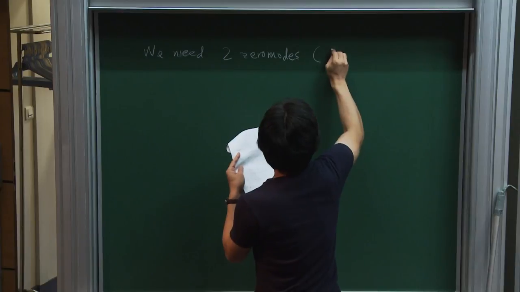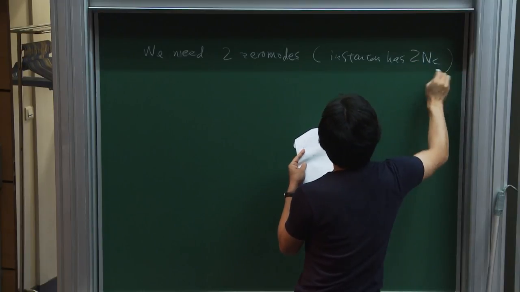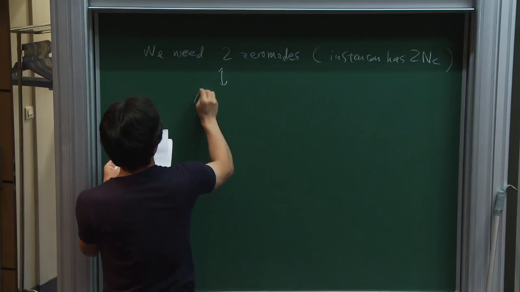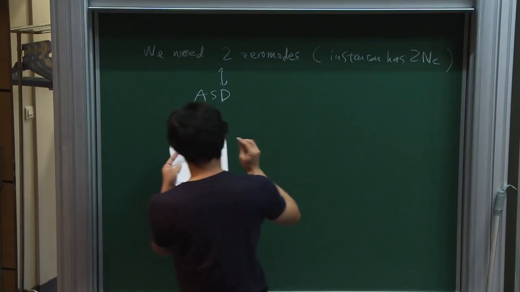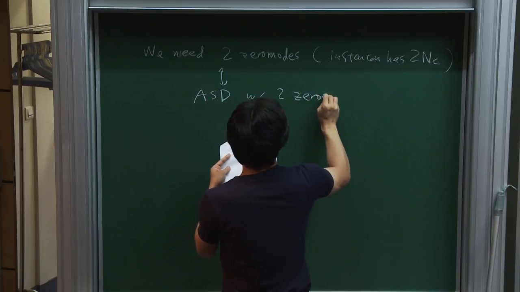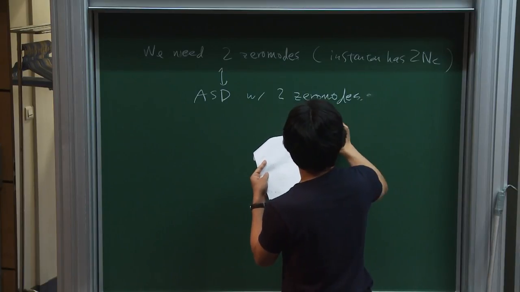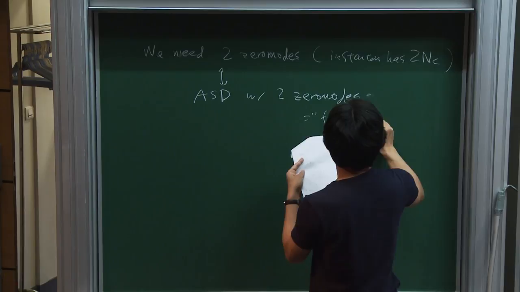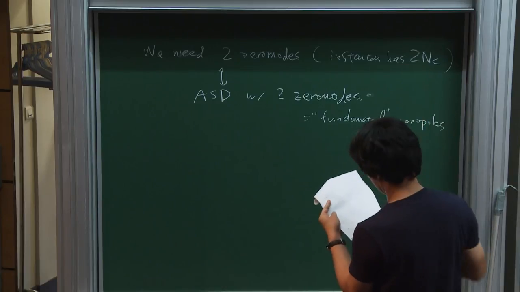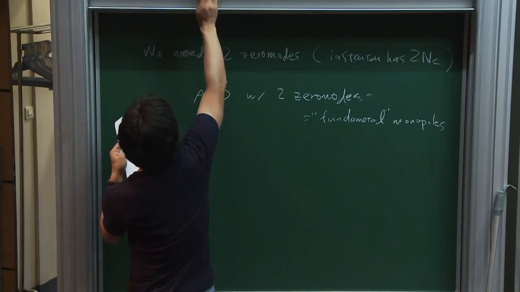Okay. But for example, an instanton has 2N_c zero modes, so an instanton cannot give this one. So we need an anti-self-dual connection with two zero modes. It's called a fundamental monopole on R3 cross S1.